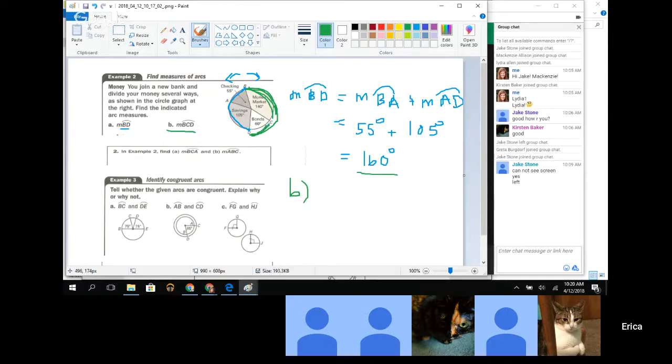All right, so arc BCD is equal to arc BC plus arc CD. So 140 degrees plus 60 degrees, which is 200 degrees. Okay, pretty easy.